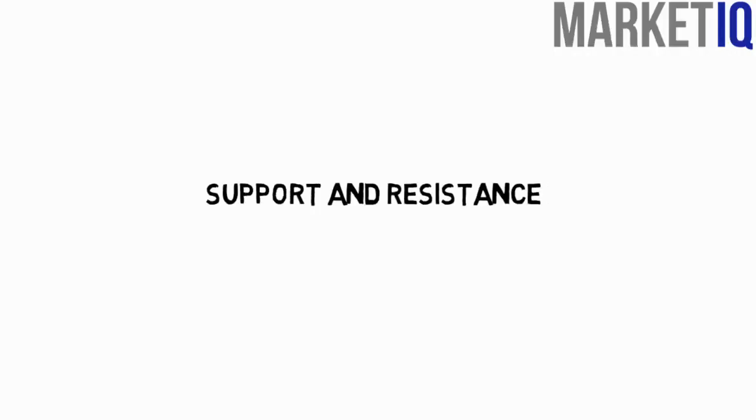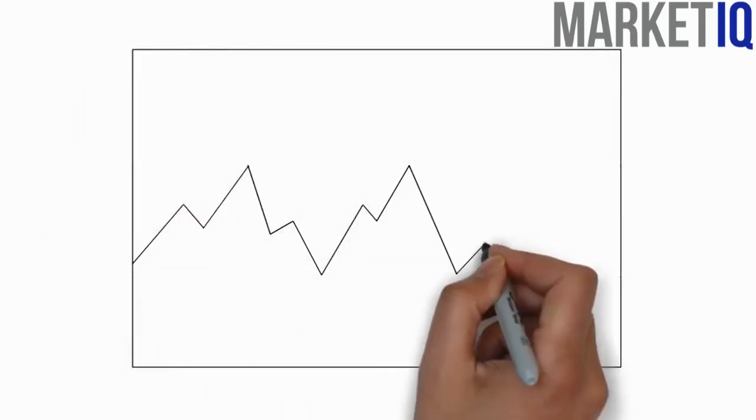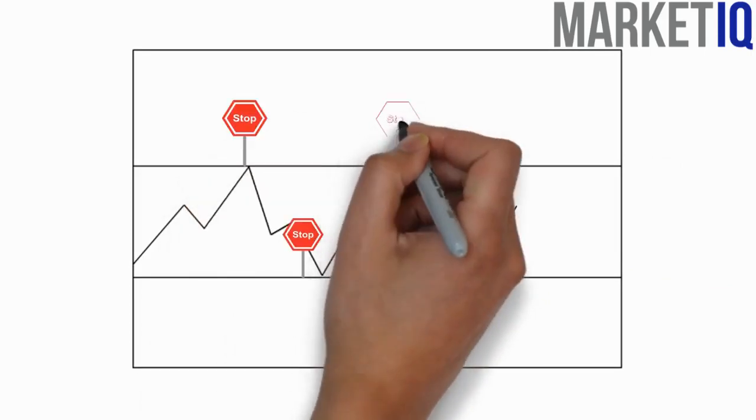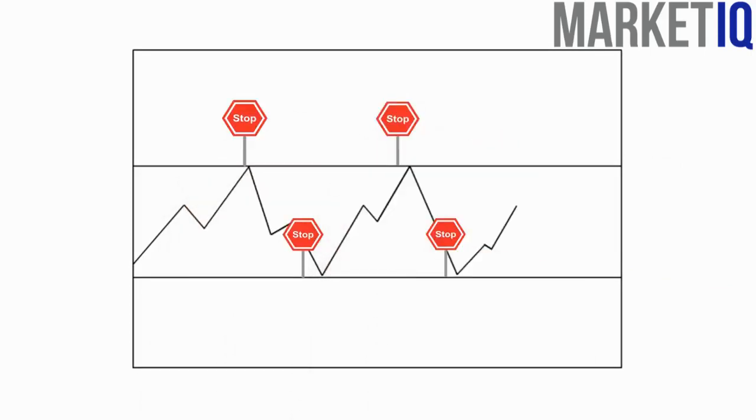Support and resistance are two of the most popular concepts in technical analysis. It states that there are certain price levels that act as a barrier and make the price stop and reverse. Support is a level that prevents the price from being pushed downwards. Resistance is a level that prevents the price from being pushed upwards.